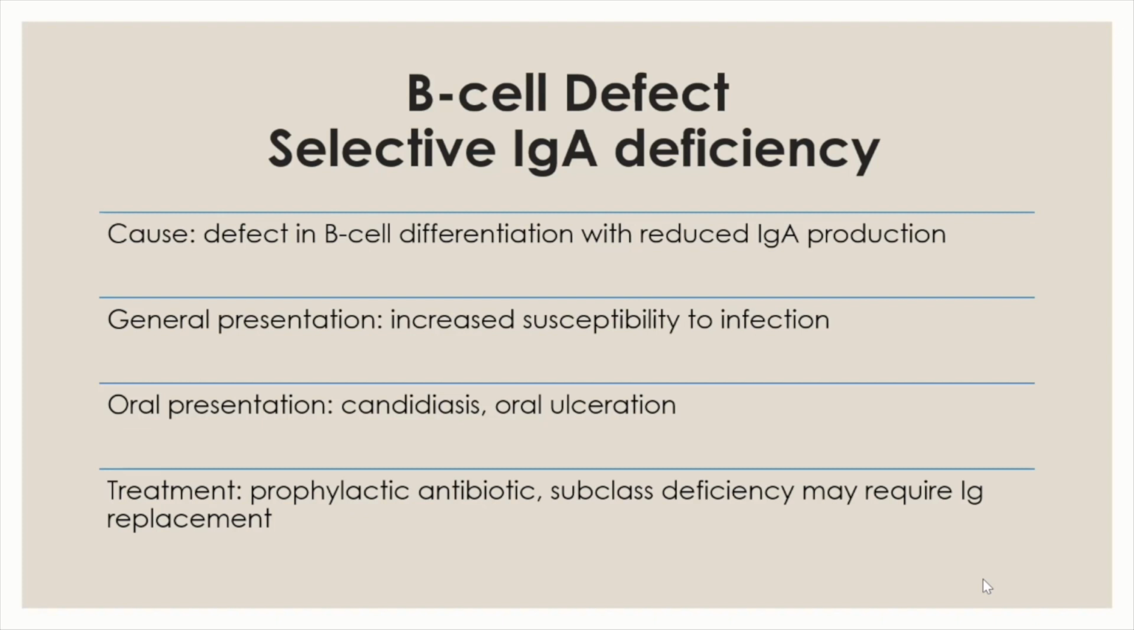The next condition with B cell defect is selective IgA deficiency. The cause is a defect in B cell differentiation with reduced production of IgA. Selective IgA deficiency is the most common disorder of the immune system. Patients usually present with an increased susceptibility to sinopulmonary infections, intraorally with candidiasis, and also oral ulceration. Prophylactic antibiotics may be prescribed. Subclass deficiency may require immunoglobulin replacement.